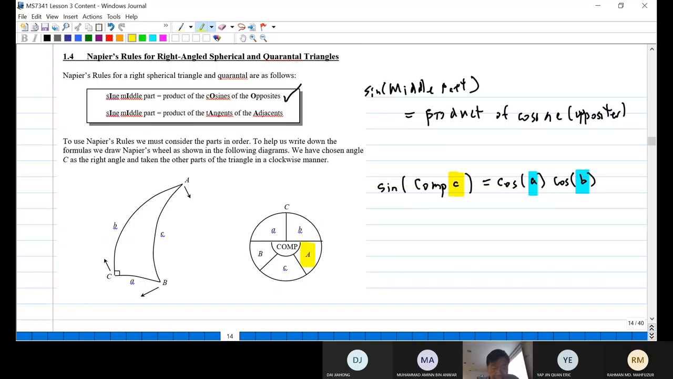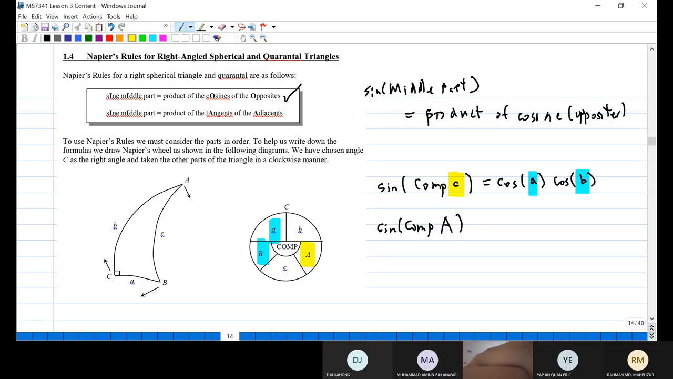Okay, anchor A now. So what is the thing opposite anchor A? Our thing opposite anchor A is the blue part now. It's actually this and this. Okay, so if you want to write them, how do you write them now? So remember the COM thing. I can write first sine of the middle part. The middle part is the yellow part here. So the sine of the middle part here. Sine of COM. Now the anchor A now.